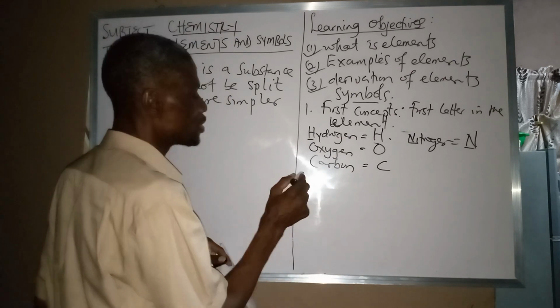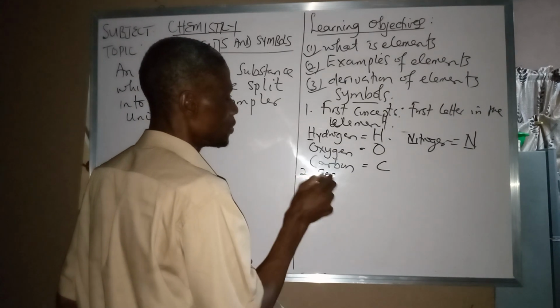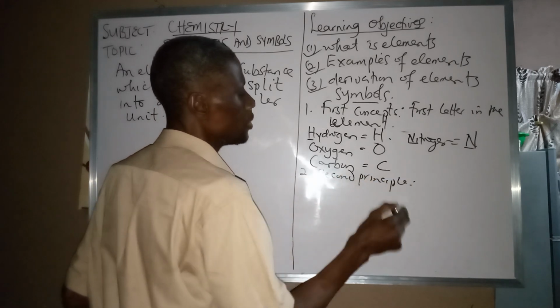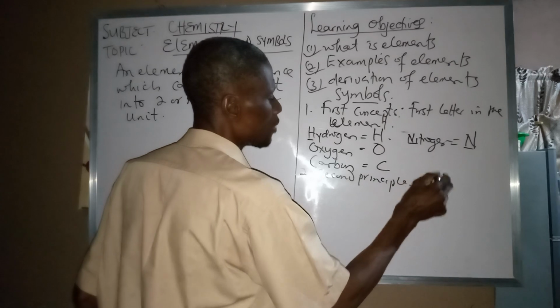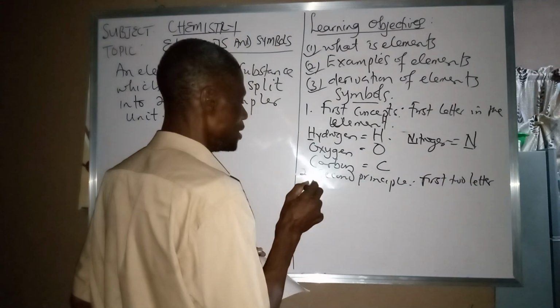The second principle, how we get the symbol. The second principle of deriving the symbol of an element: we get them from the first two letters in the element.